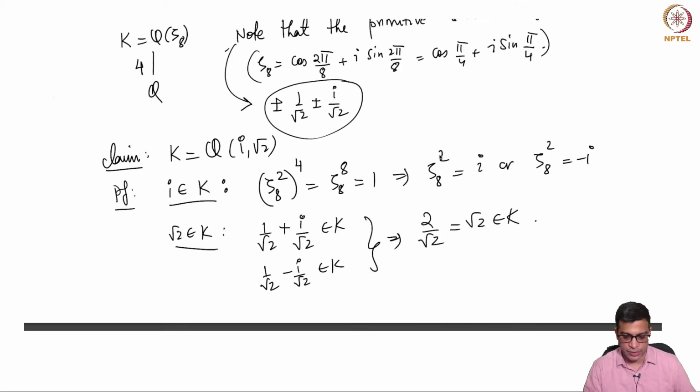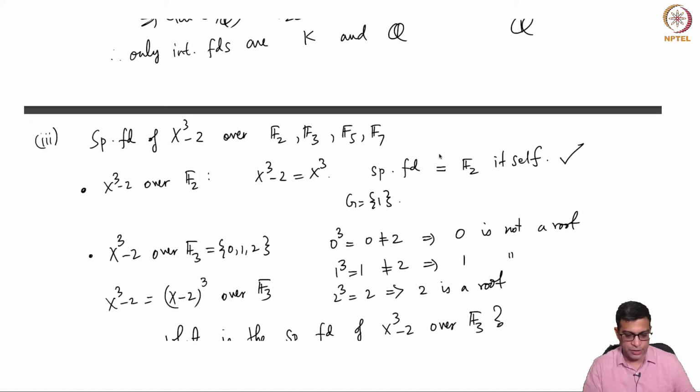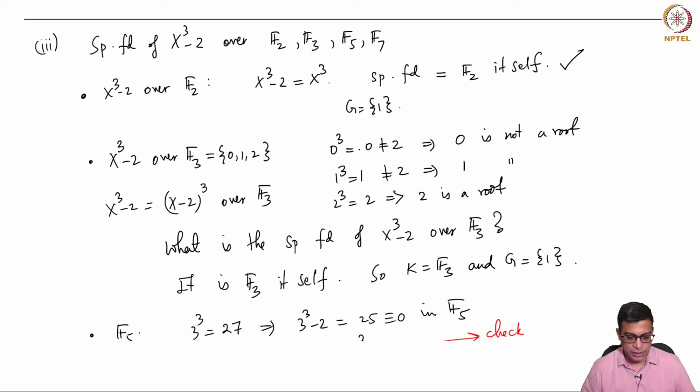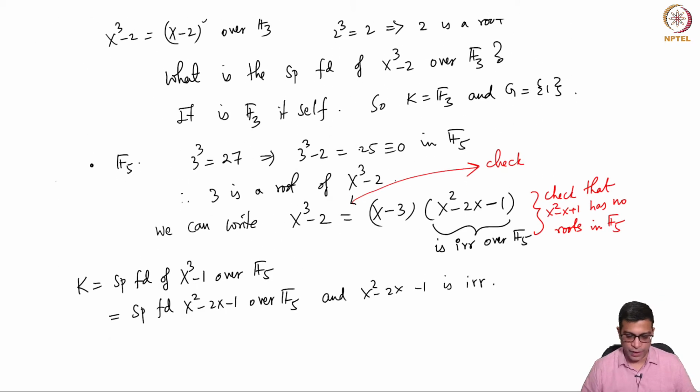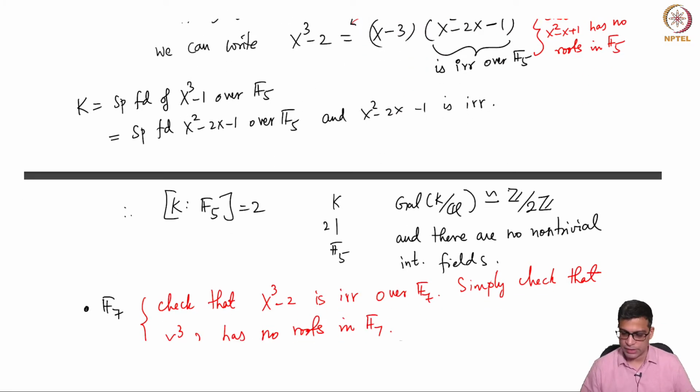We are looking at various fields in this problem, and in the last part we are looking at the splitting field of this particular polynomial over various finite fields. We did F2, where F2 itself is the splitting field because the polynomial splits completely. The same happens for F3. For F5, there is one root, and after you factor it out you have a quadratic polynomial. So the splitting field will be a degree 2 extension, and the Galois group is Z mod 2Z.